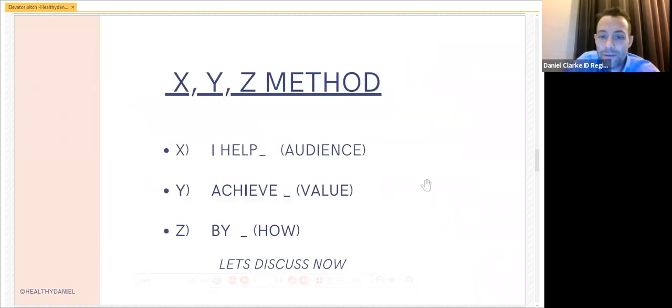So this is a method for explaining exactly how you help people and how you do it. This is called the XYZ method. An example could be, I help gym owners achieve a second income by having them recommend nutritional supplements to their clients. Or a second one could be, I help diabetics achieve a lower weight and low glycemic meal plan by introducing them to my mentor, Mr. Nathan.